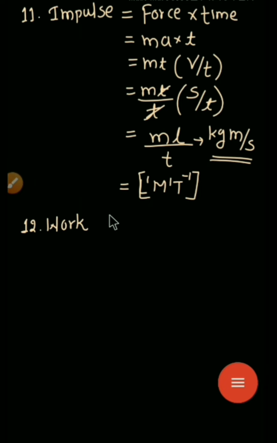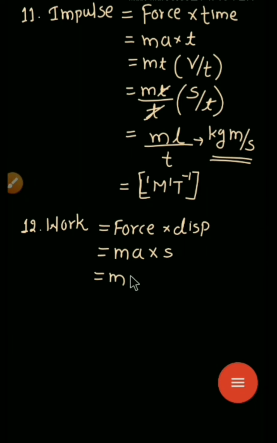Okay, so what is work? Work is force into displacement. Force we will write as mass into acceleration, and displacement we know is s, but in terms of length it stays the same. So we'll write down this is mass. Displacement we will convert in terms of length, and acceleration again we will write down as velocity upon time.